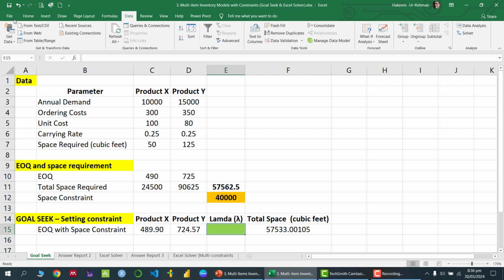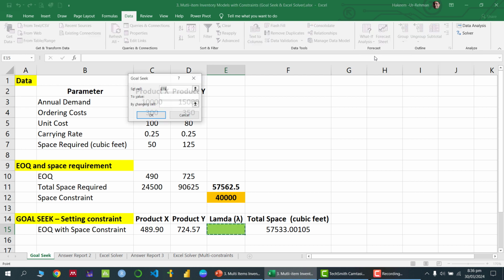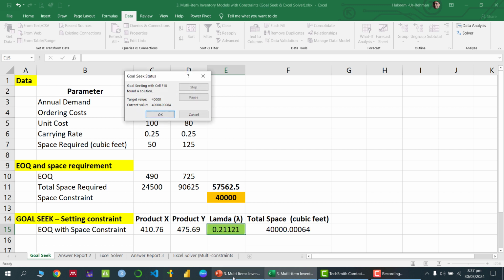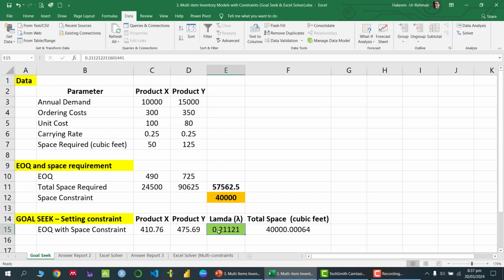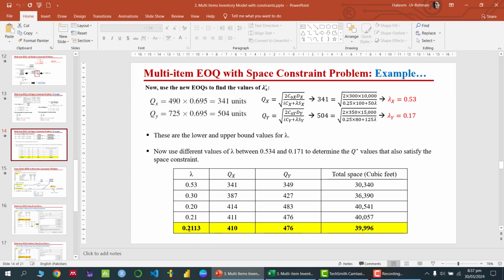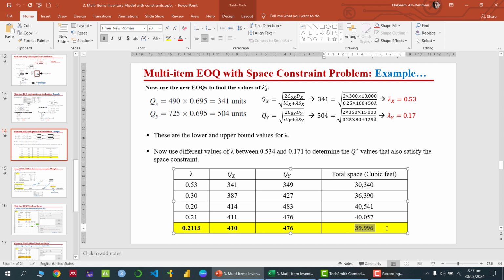Simply go to the Data tab in Excel. We have What-If Analysis. Go to Goal Seek. In Set Cell, it should be the total space. And then To Value, which means this value should not be more than 40,000. And By Changing Cell means the decision variable, which is the value of this lambda. Press OK. So now after solving this one, it is giving us 2.2112. Okay, so that is the value which we can use over here in order to find out the EOQ.